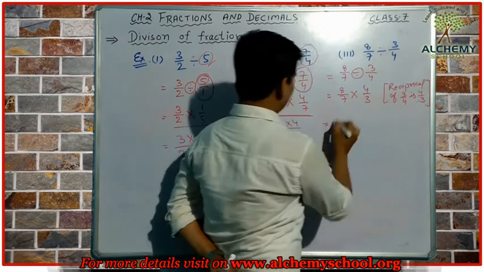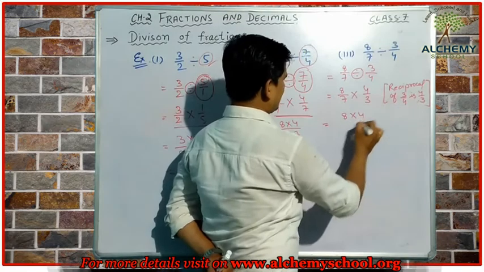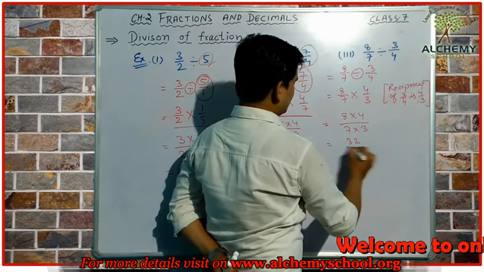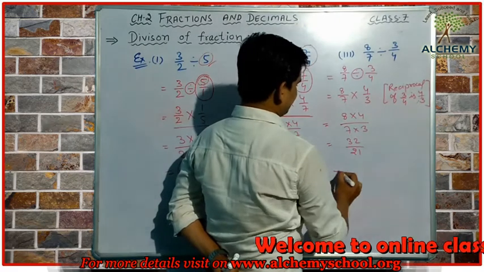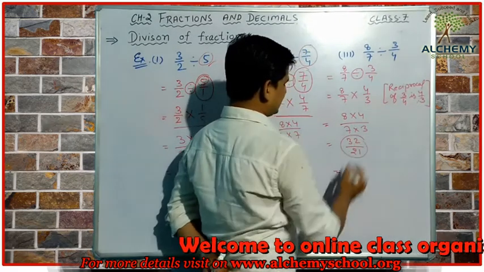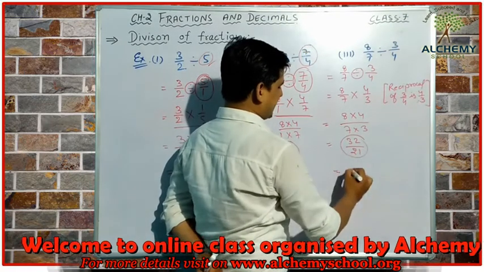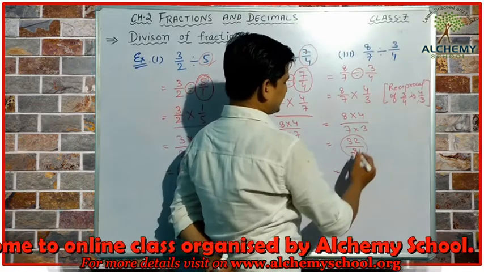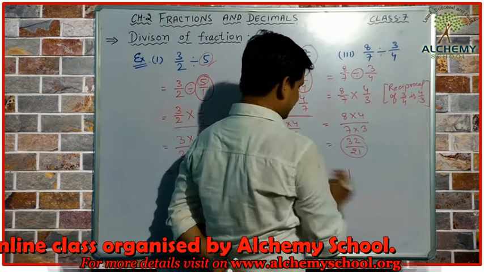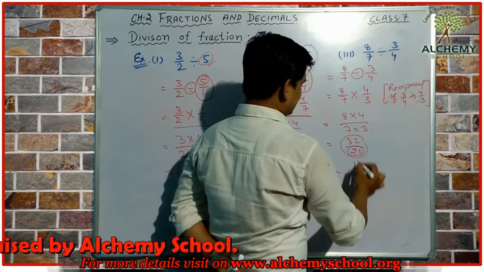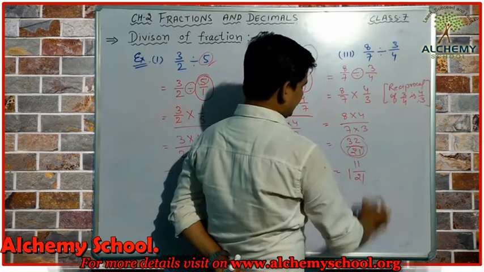Okay. Now simply we have to multiply 8 into 4 and 7 into 3. 8 4s are 32 and 7 3s are 21. This is also an improper fraction, so we can convert it into mixed form. 21 1s are 21, 32 minus 21 is 11. So 11 will be the remainder and the denominator will be 21.